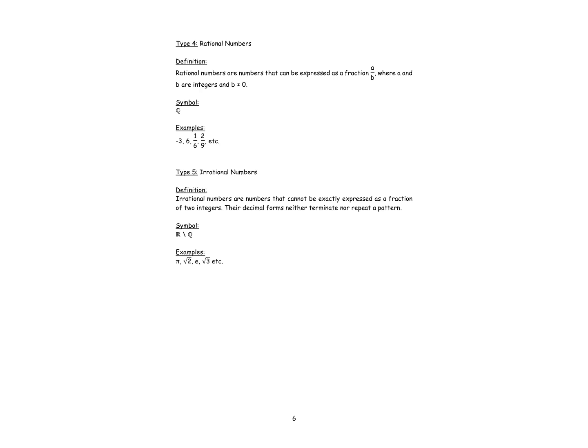Finally, we have irrational numbers. Irrational numbers and rational numbers are basically the opposite of each other. Irrational numbers are numbers that cannot be expressed as a fraction of two integers. Their decimal forms neither terminate nor repeat a pattern.